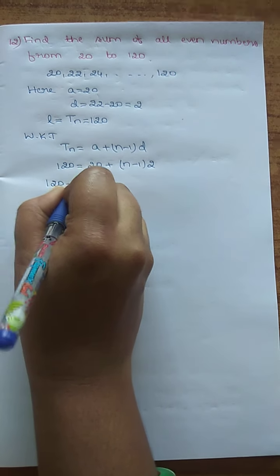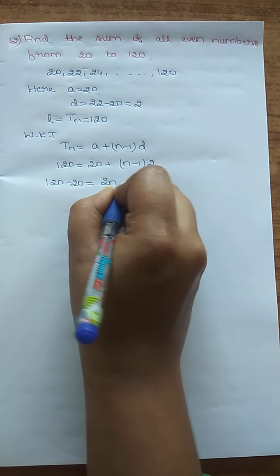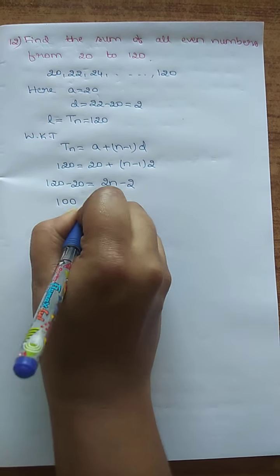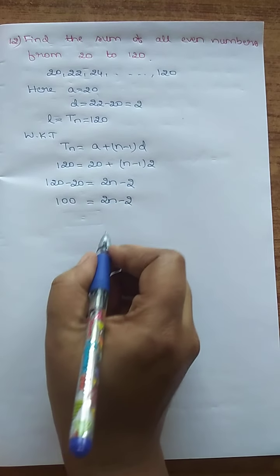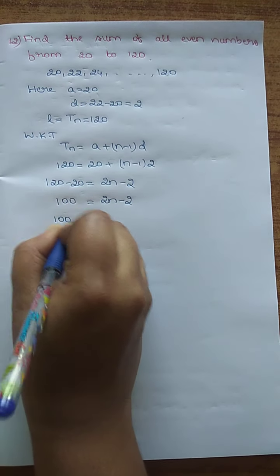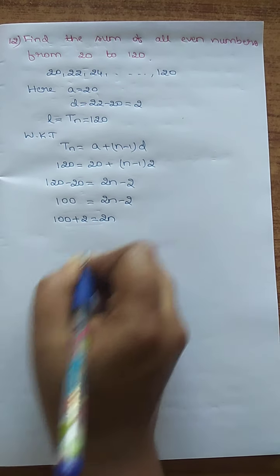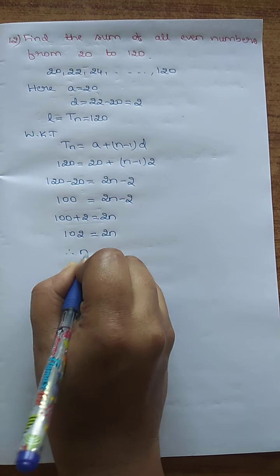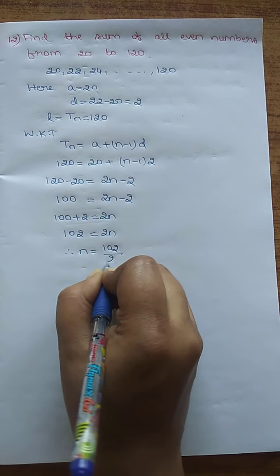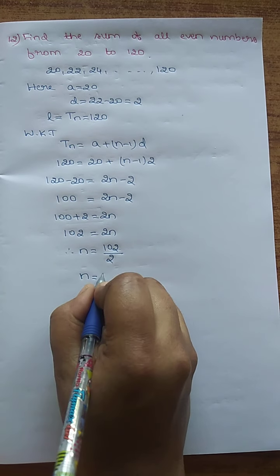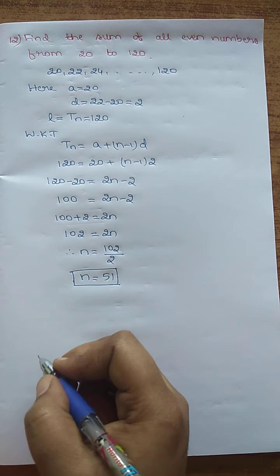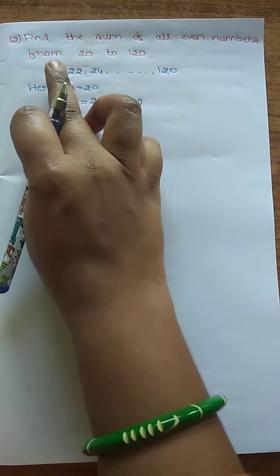120 minus 20 equal to 2n minus 2. 120 minus 20 is 100 equal to 2n minus 2. This minus 2 becomes plus 2. 100 plus 2 equal to 2n. 100 plus 2 is 102 equal to 2n. Therefore n equal to 102 by 2, n equal to 51. Therefore, total 51 terms are from 20 to 120.